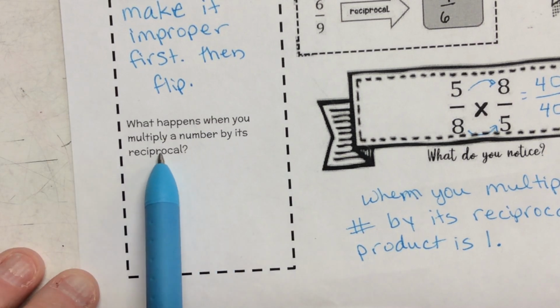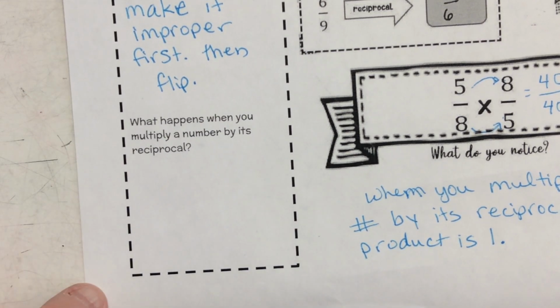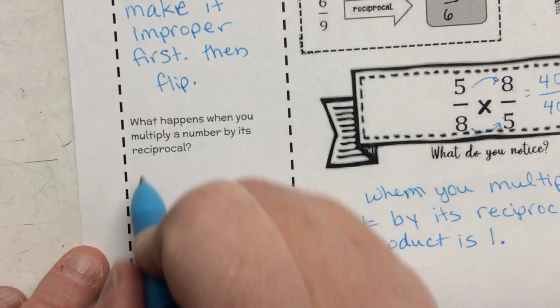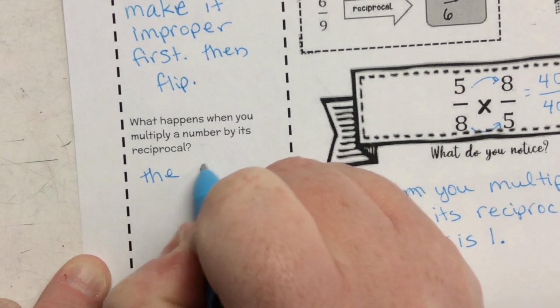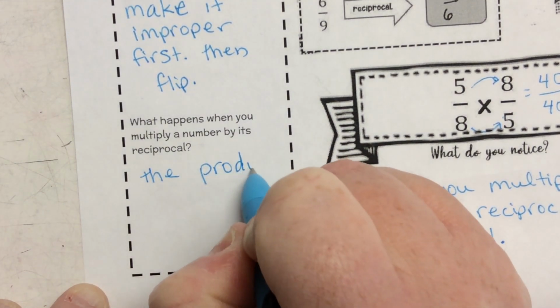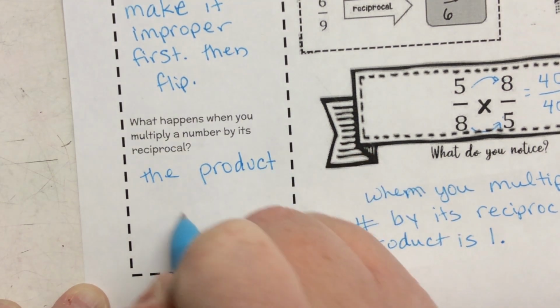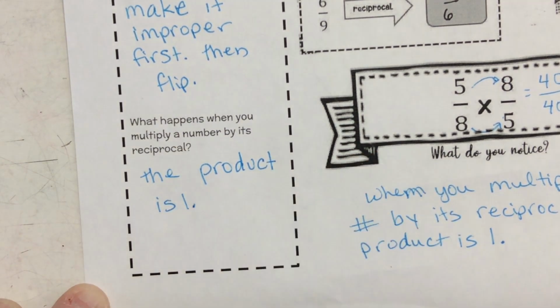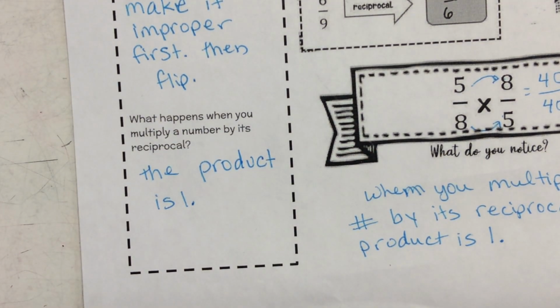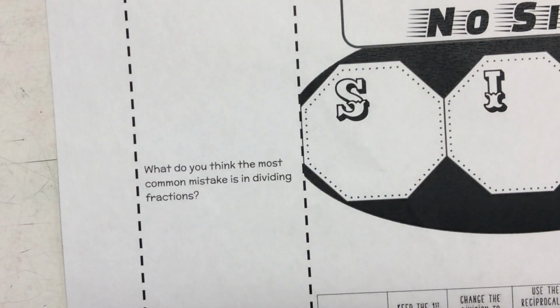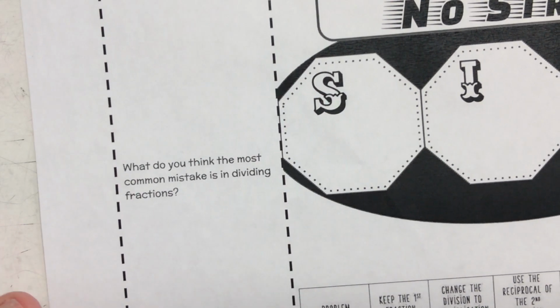What happens when you multiply a number by its reciprocal? Well, we kind of talked about that now a couple of times. The product is 1. Product is the answer to a multiplication problem. Okay, the product is 1. All right, that was the first page there. We got that done in 5 minutes. This next one may take a little bit longer, okay?